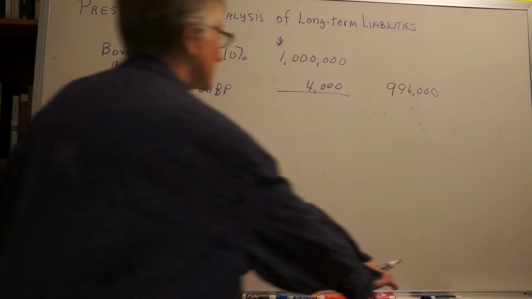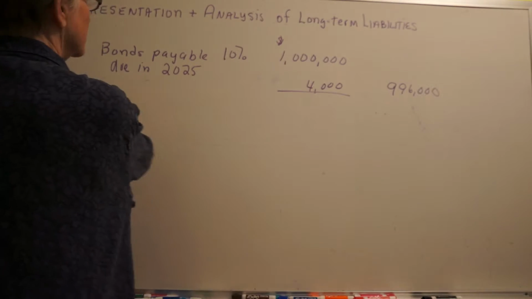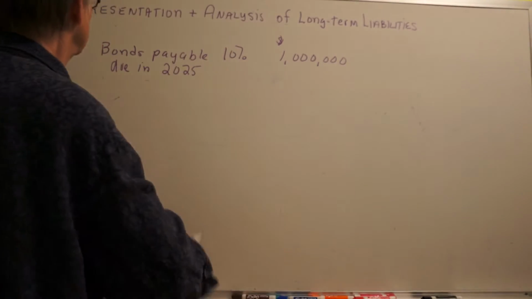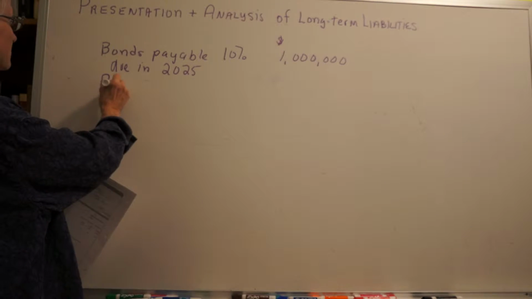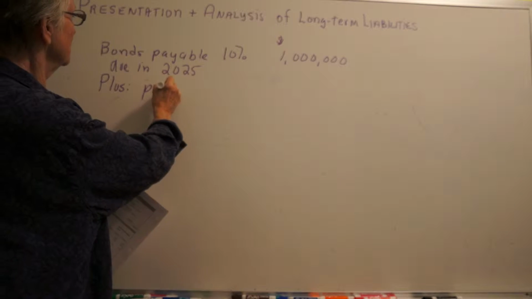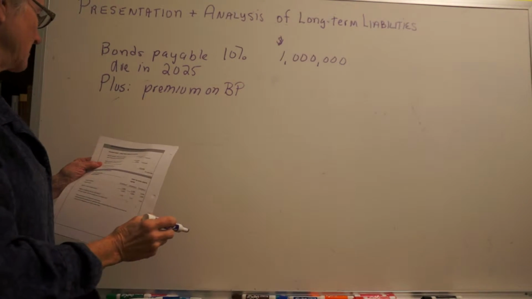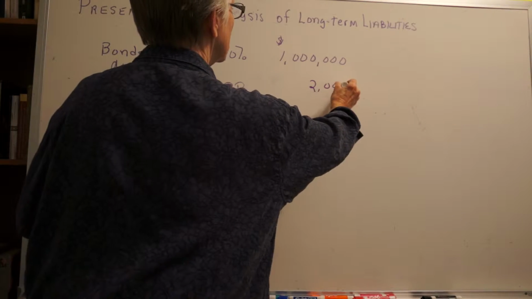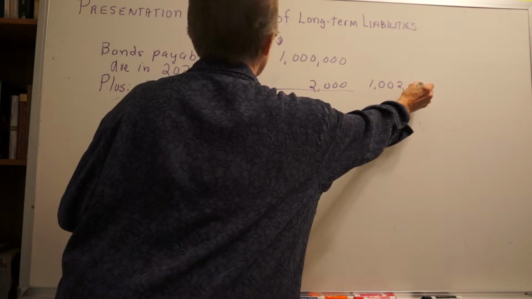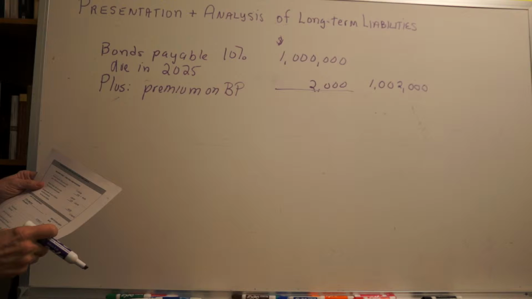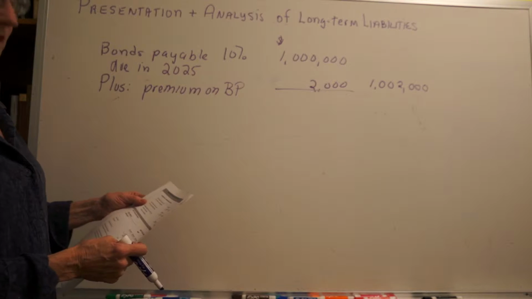Similarly, if you had the same bonds payable, but there was a premium on bonds payable, in that case, they would be on the books as bonds payable, 10% due in 2025, but then plus any unamortized premium on bonds payable. Say we had a premium of $2,000, the carrying value of those bonds would be $1,002,000. So that would be your bonds payable. They're either less discount or plus unamortized premium.